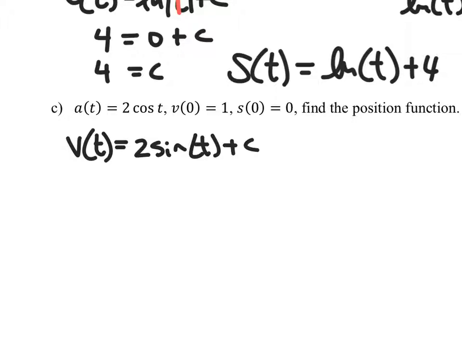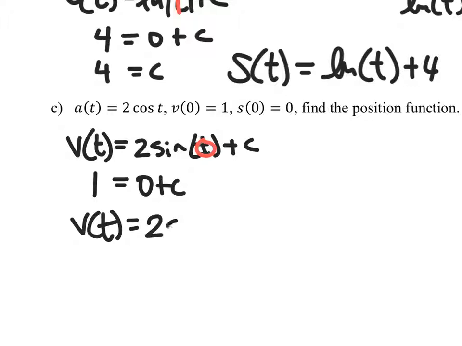The position, okay, hold on, let's work this out. So v of 0 is 1. Sine of 0 is 0, 2 times 0 is 0, plus c. So our velocity function would equal 2 sine of t plus 1.